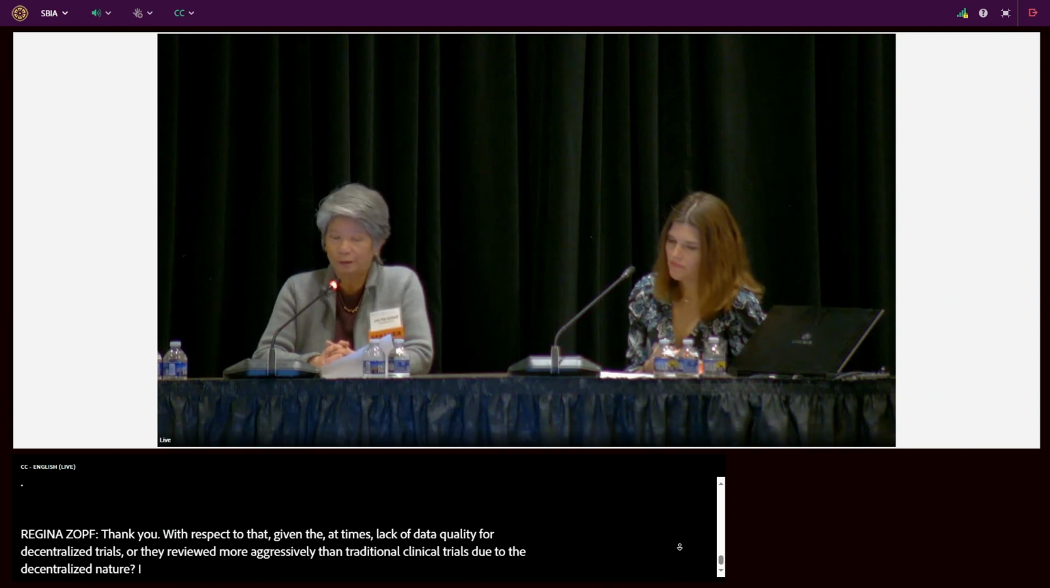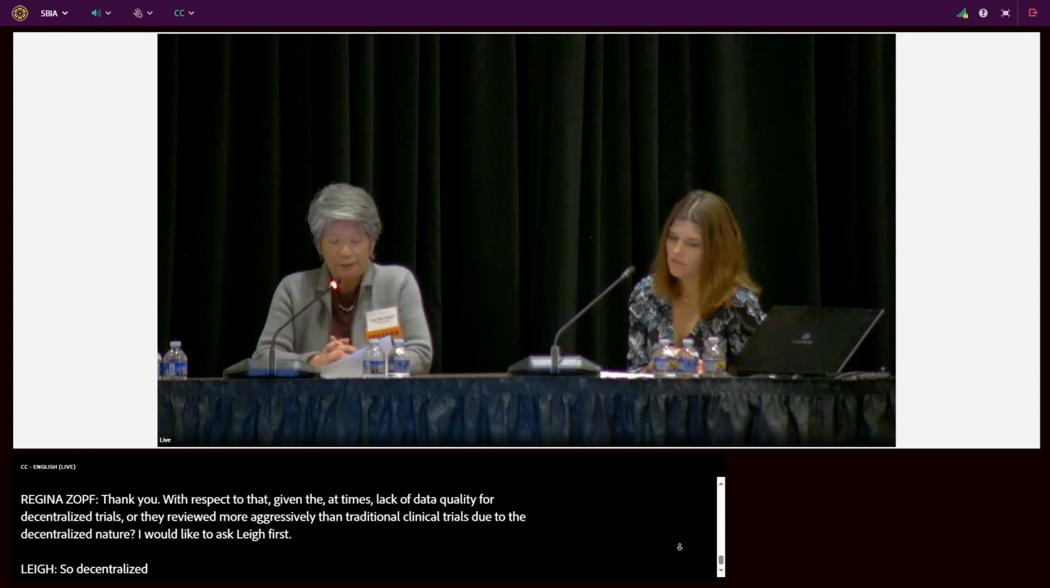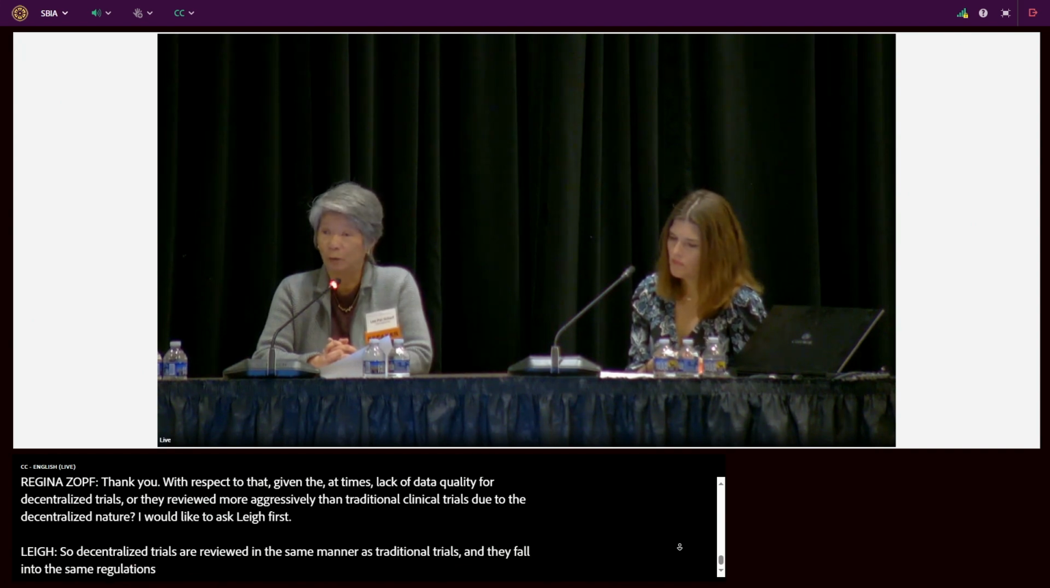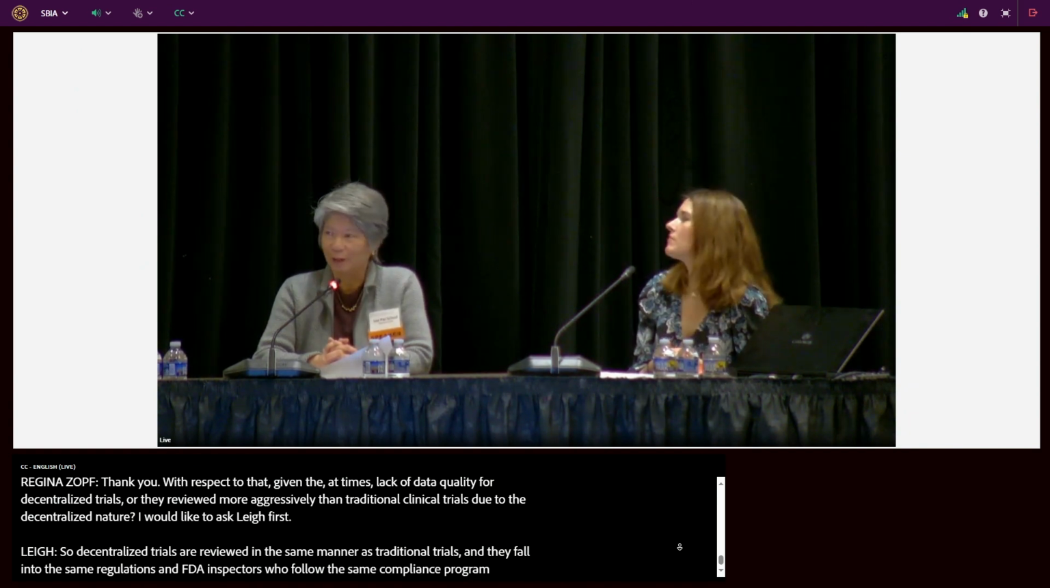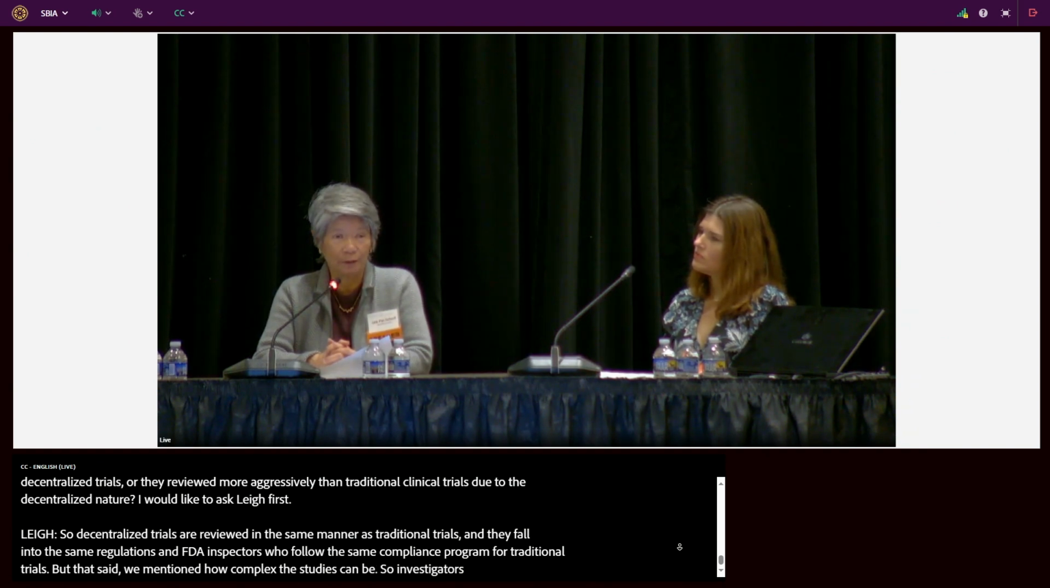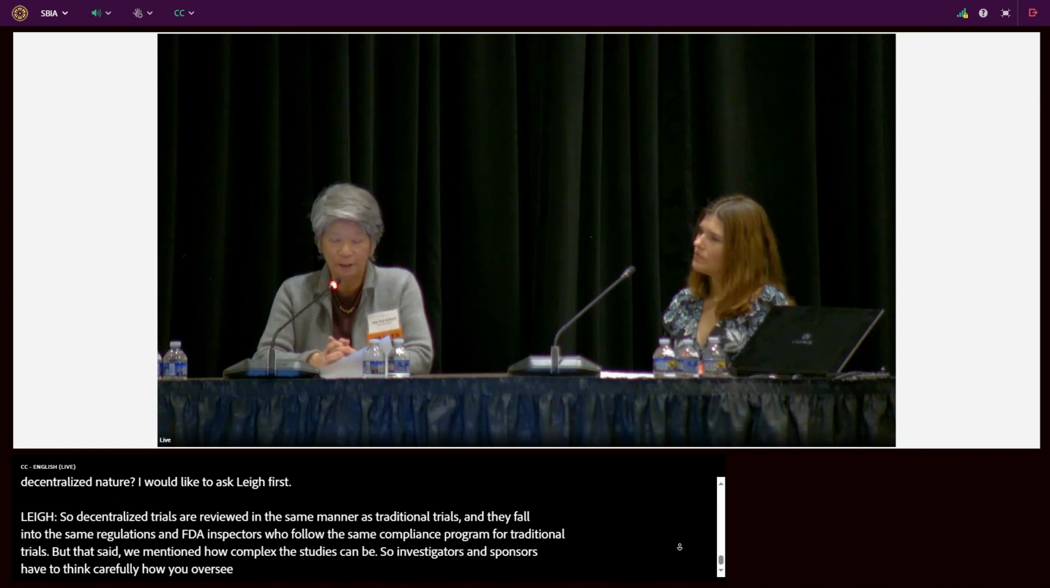So decentralized trials are reviewed in the same manner as traditional trials, and they fall under the same regulations. FDA inspectors will follow the same compliance program as for traditional trials. But that said, we mentioned how complex these studies can be. So investigators and sponsors have to think carefully about how they oversee the trial's activities that are being conducted off-site.